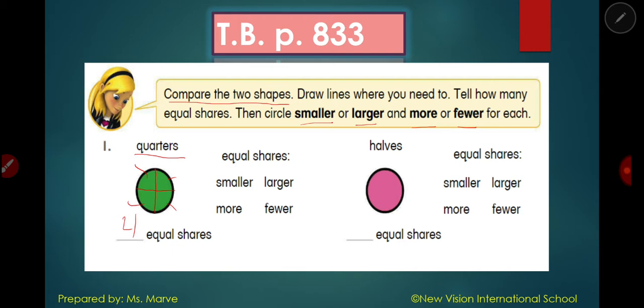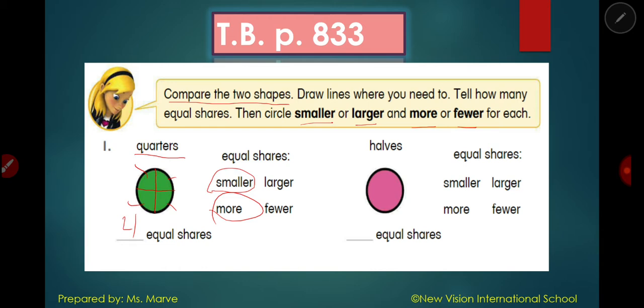Understood? Now ask yourself, is it smaller or larger? Smaller. Very good. Based on our previous examples, 1/4 of a pizza that is divided into 4 equal shares is the smaller one. How about the word more or fewer? What do you think? It has more parts, or it has fewer? It's more. Okay, very good.